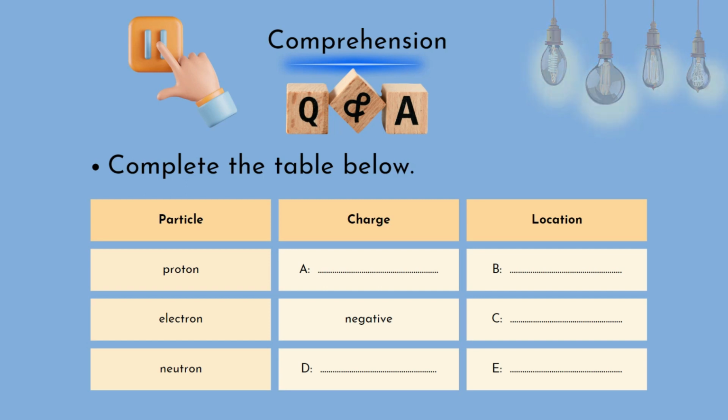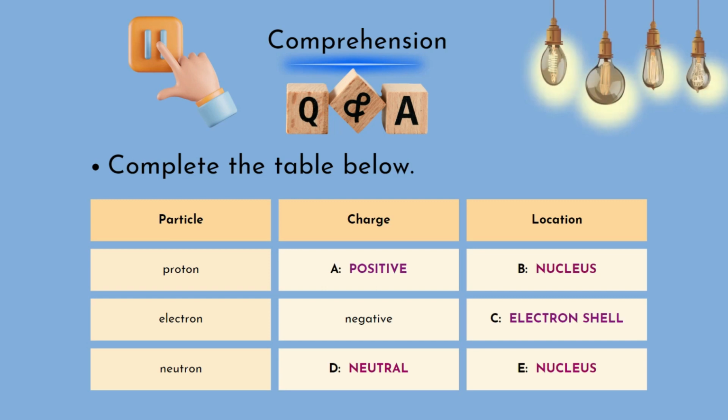Comprehension. Complete the table below. You may pause this video to answer this question. Correct. A proton is positive and can be found in the nucleus. An electron is negative. It can be found in the electron shell, the electron level, or the orbital. A neutron is neutral, and it can be found in the nucleus of the atom.